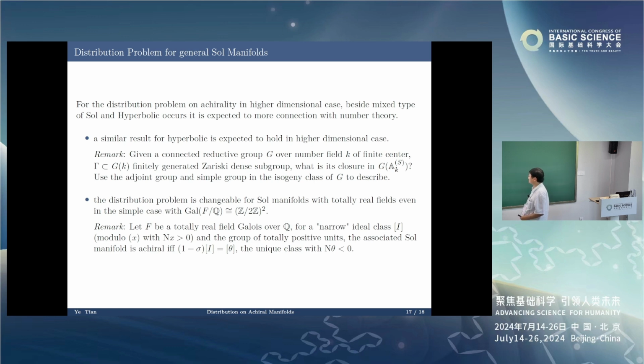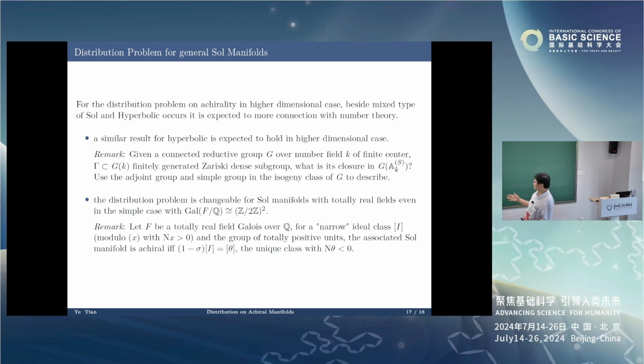Sigma is some element in the Galois group. Then the associated Sol manifold is achiral if and only if this class, times this divided by this sigma x on this ideal class, is generated by some theta, and this theta has negative norm. So in this narrow ideal class, even if theta is a principal ideal, it is not trivial. So achiral corresponds to this property.